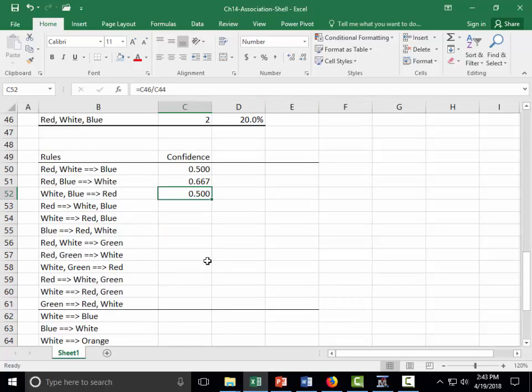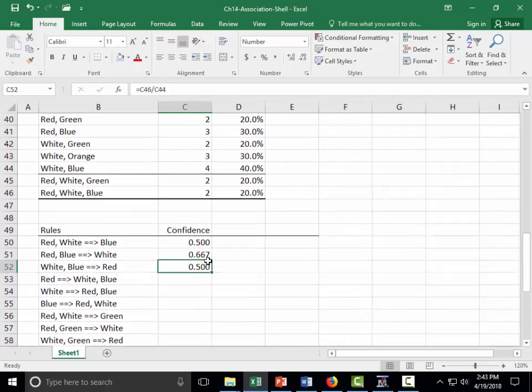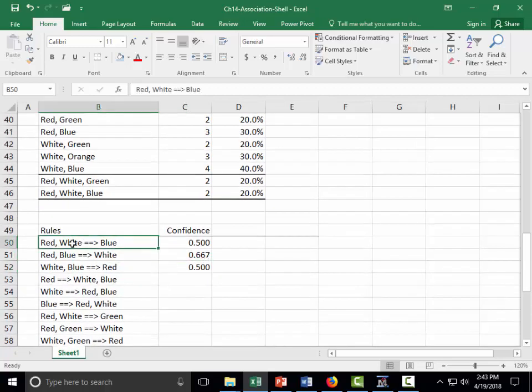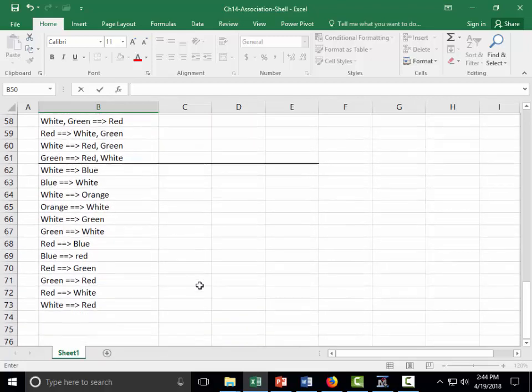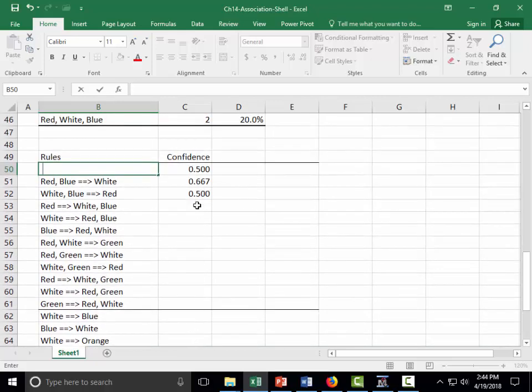Okay. So say that there's a 50% chance that it's white and blue that's in your red. That's right. So that's the probability of blue occurring if red and white is true. And that's 50%. So that's exactly the conditional probability. That's what is called confidence here. Okay. I'm not going to go over the rest of it. So this is how you proceed with computing the confidence.